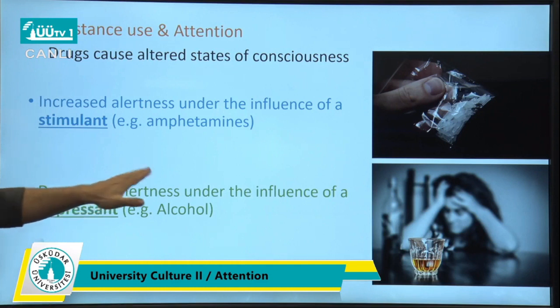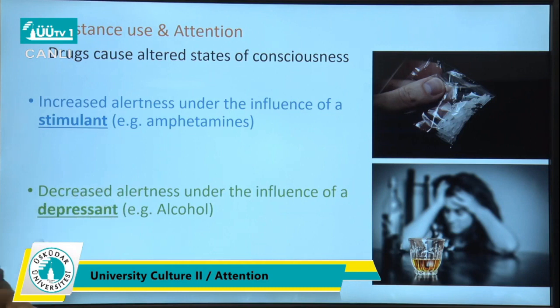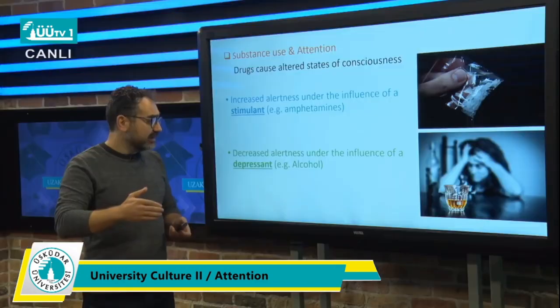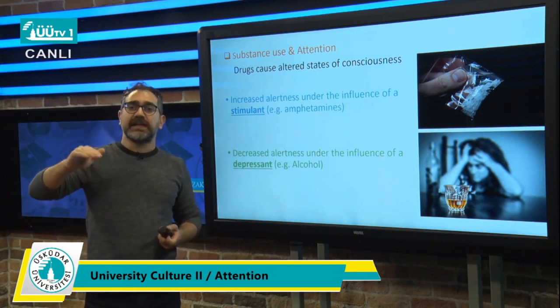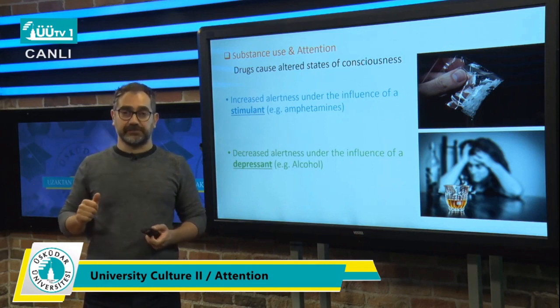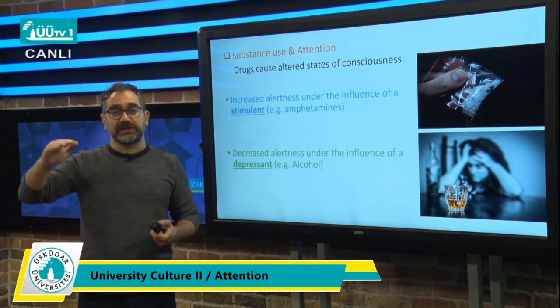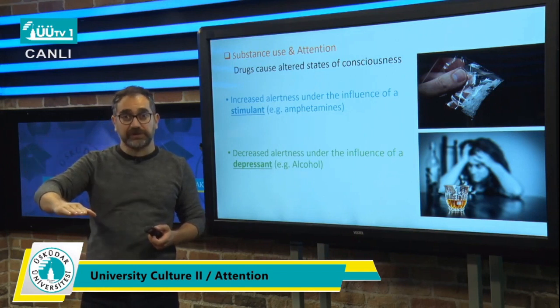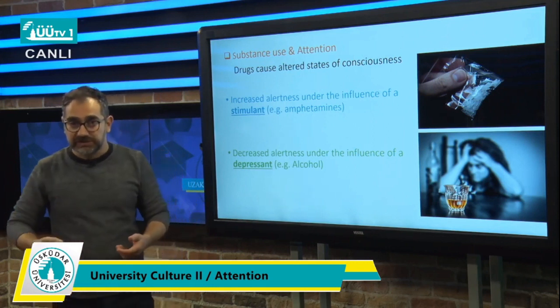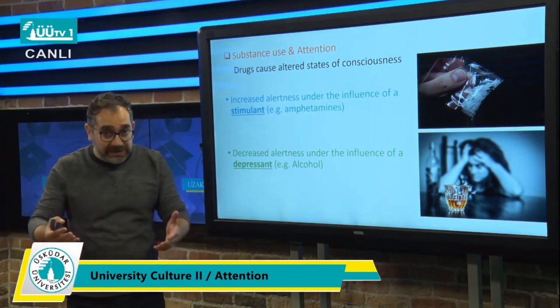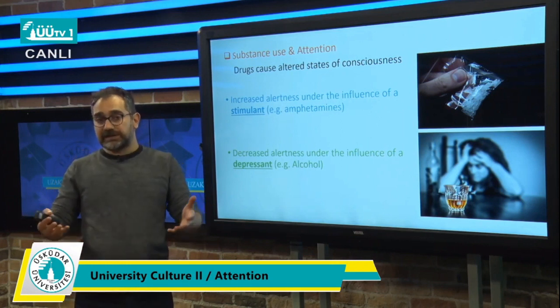On the other hand, we experience decreased alertness under the influence of a depressant, such as alcohol. Alcohol is probably the most abused depressant. What it does is, it doesn't make you depressed. We call it depressant because it reduces the efficiency of the nervous system. So the nervous system does not work at the optimum level again. It is working below the optimum level. That is also not good for our cognition, for our neural communication, and also for our attention.